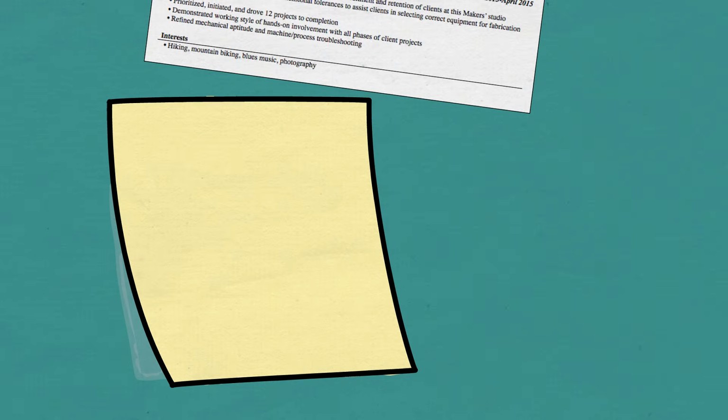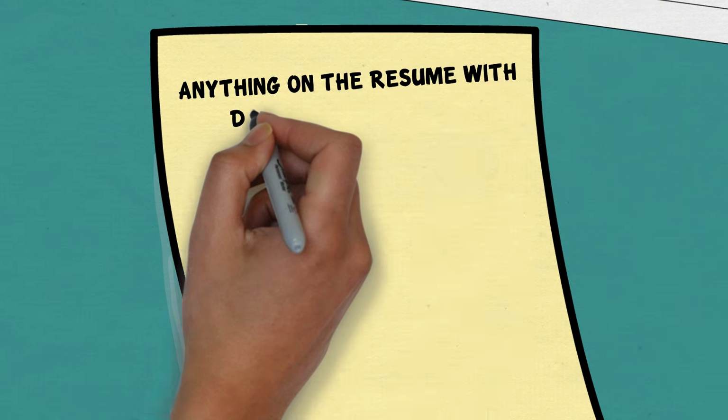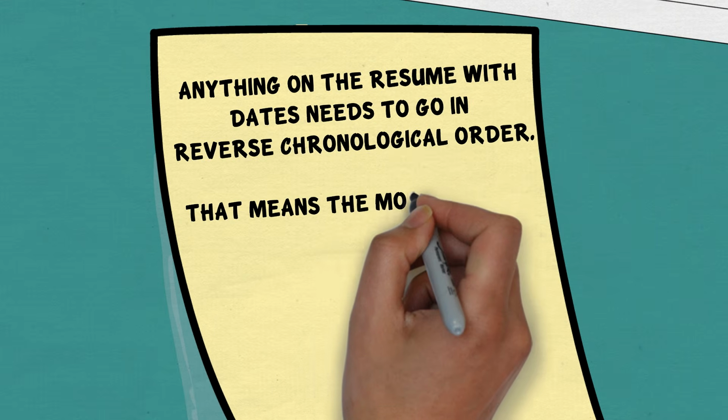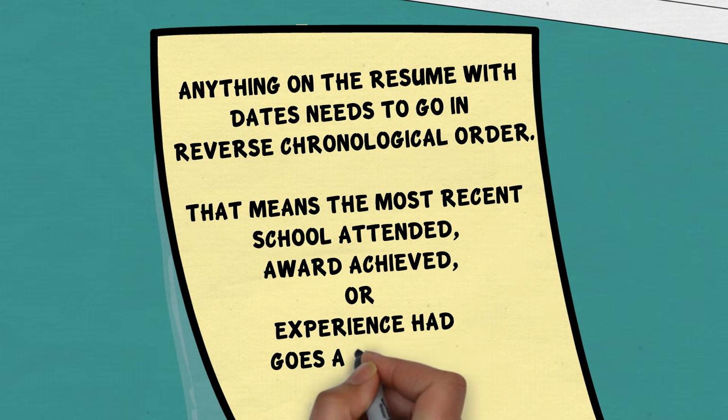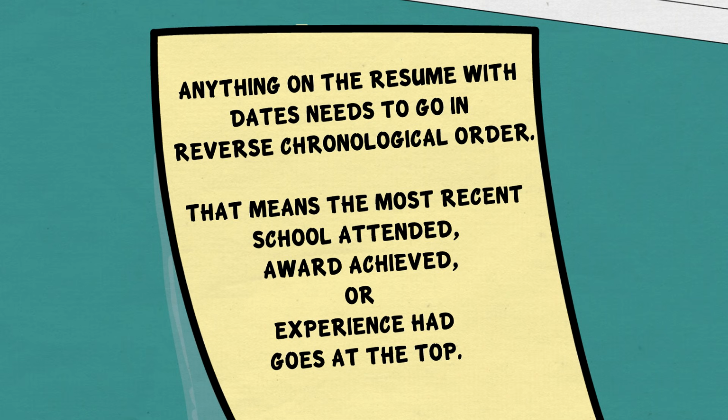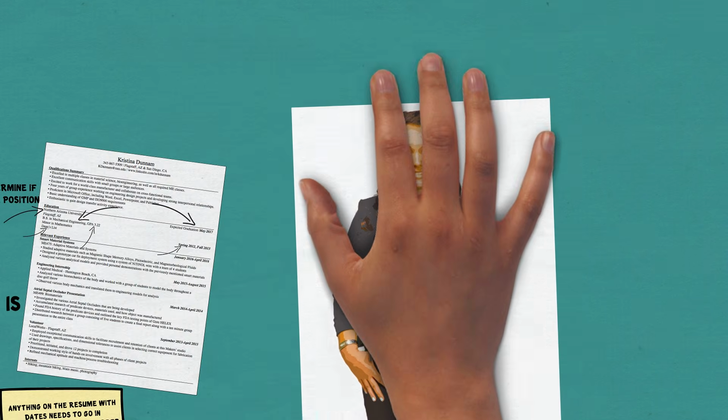As a side note, anything on your resume with dates associated needs to go in reverse chronological order. That means the most recent school attended, award achieved, or experience had goes at the top of the list.